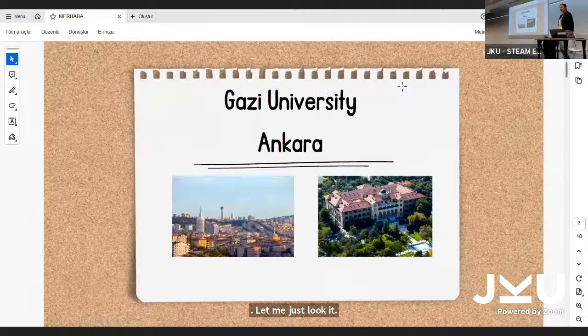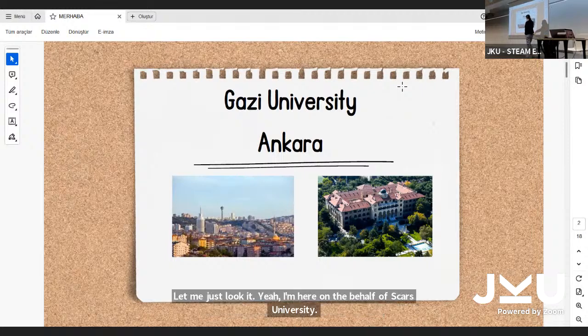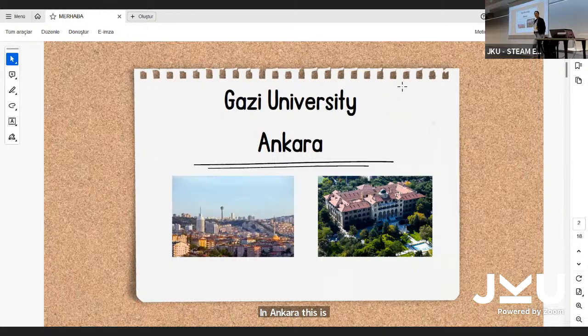Yeah, I'm here on behalf of Gazi University in Ankara. This is Ankara, lots of buildings. Did you ever come to Ankara? No. Okay, and this is my university, Gazi University, from a high point of view.